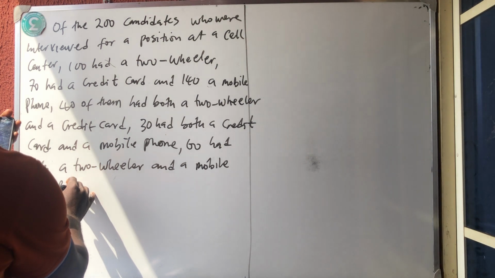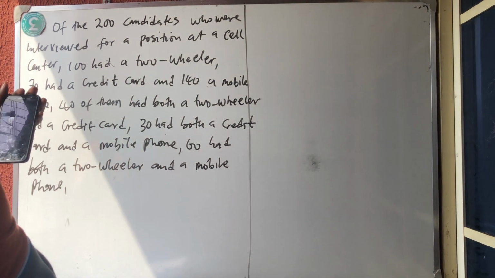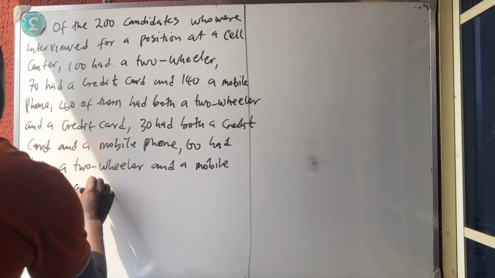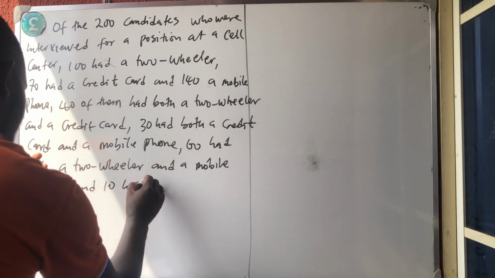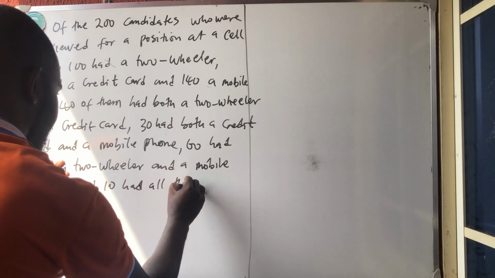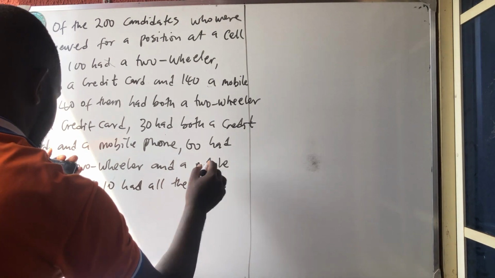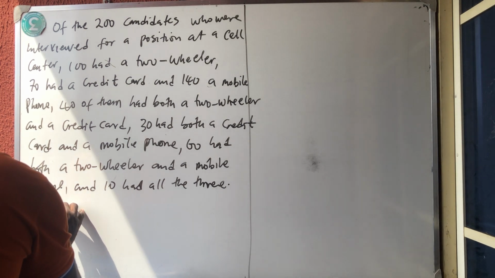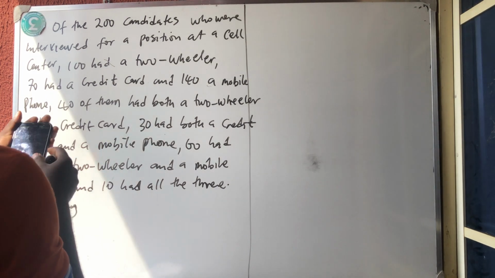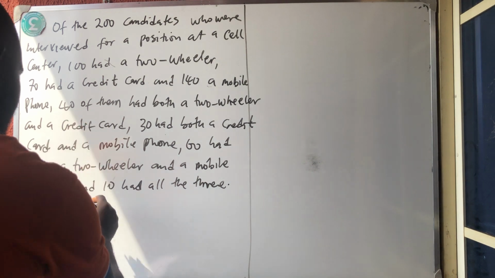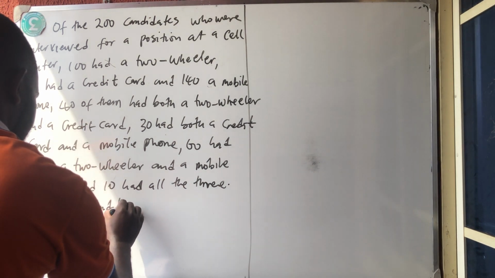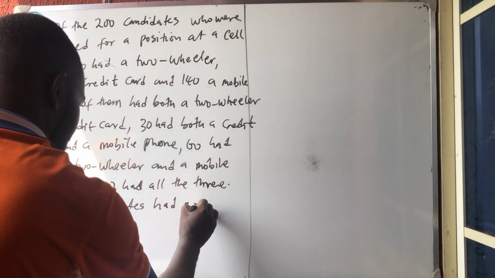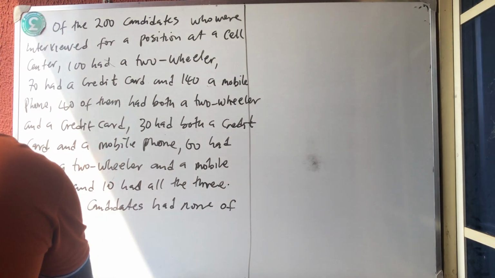Okay, 60 had both a two-wheeler and a mobile phone, and 10 had all the three. Full stop. Then I ask: how many candidates had none of the three?